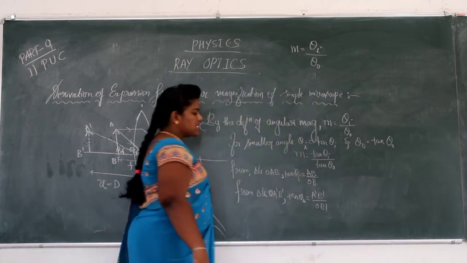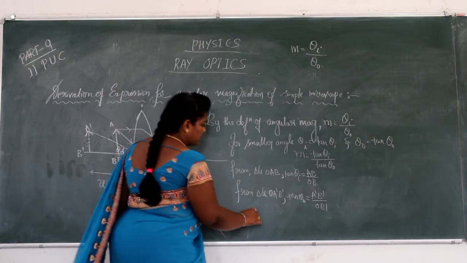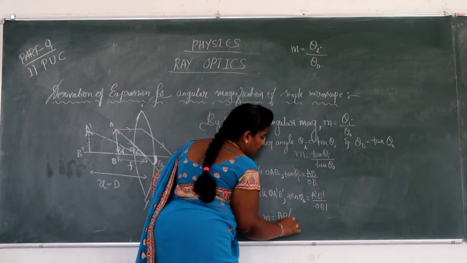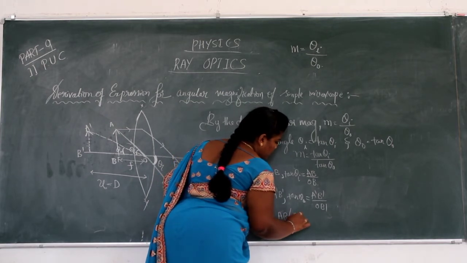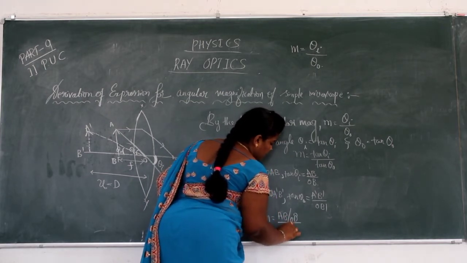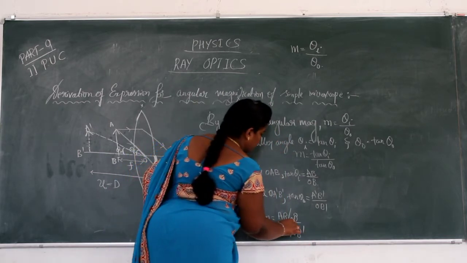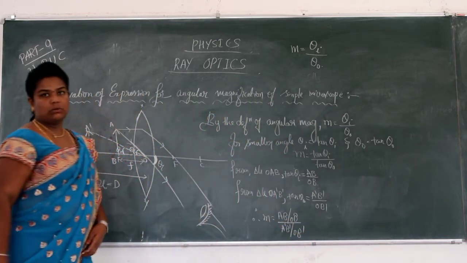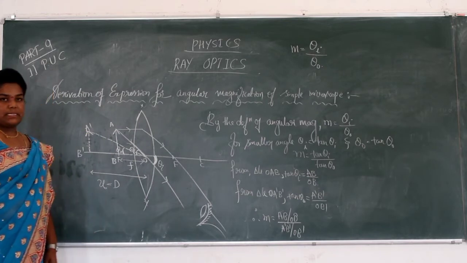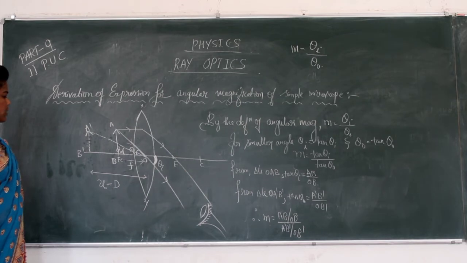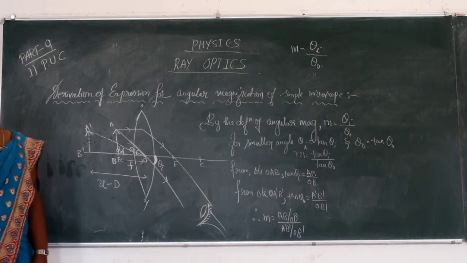Now let us substitute this in the above equation. Therefore, M is equal to AB divided by OB, whole divided by A dash B dash divided by OB dash. So this is what the terms represent here. Then what is OB? And what is OB dash? It is D. Okay, it's almost solved.